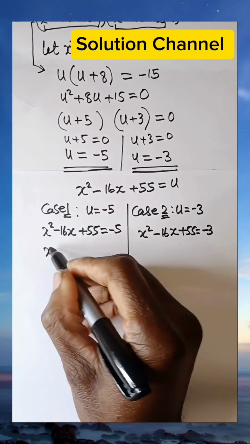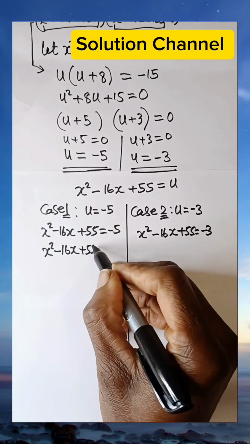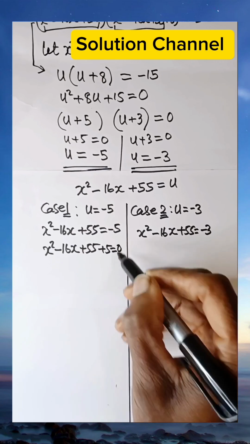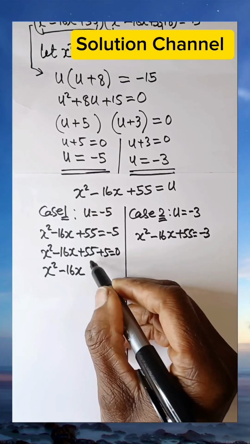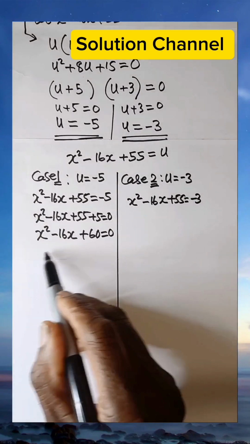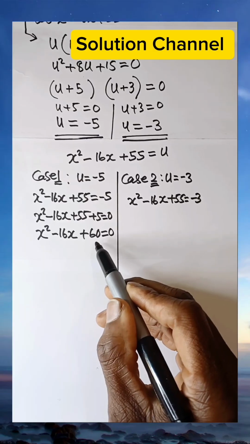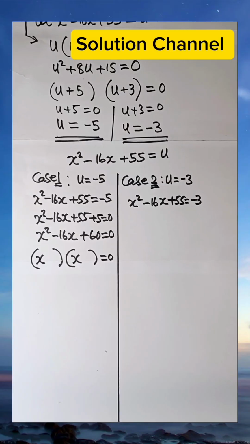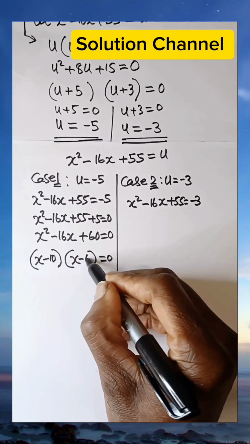Now, in case 1, let us solve for x. So we are going to have x squared minus 16x plus 55. 5 will go to the left hand side, it will become plus 5, and this is equal to 0. So this will give us x squared minus 16x plus 60, and this is equal to 0. We now have a quadratic equation. We are going to find two numbers such that when we multiply the two numbers, we will have 60, and when we add the two numbers together, it will give us minus 16. It turns out that the two numbers are minus 10 and minus 6.